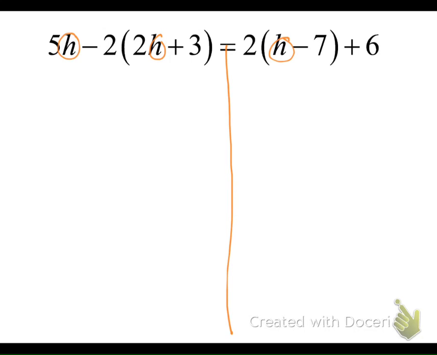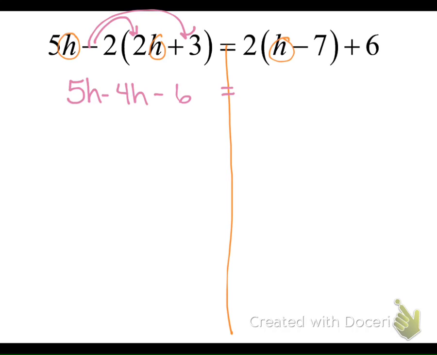I can distribute on my left side with the -2. So I'm going to take that -2 times the numbers in the parentheses. But I'm going to first bring down my 5h because I can't do anything with that yet and I don't want to forget about it. Then I'm going to distribute -2 times 2h to get -4h. Then I'm going to distribute -2 times +3 to get -6.